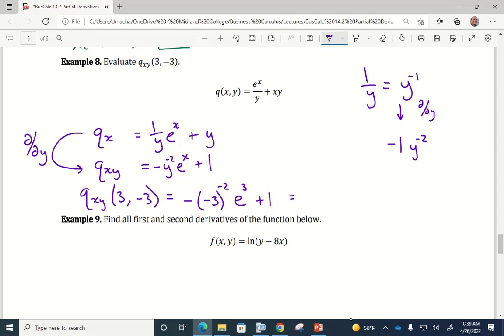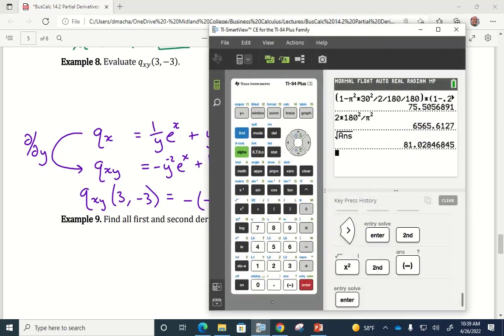So negative 3 to the negative 2 power, that's like saying 1 over negative 3 squared. Negative 3 squared is positive 9. So that'd be negative 1 over 9 times e to the 3 plus 1. And you remember e should be in your calculator.